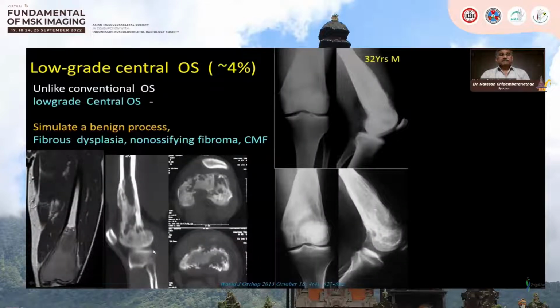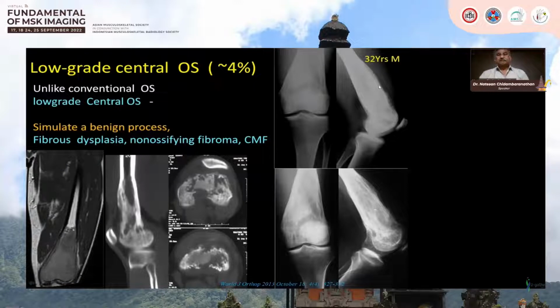The next entity is low-grade central osteosarcoma. Unlike conventional osteosarcoma, it is very low grade. It is a more sclerotic variety with more dense bone, a slow-growing tumor. Okay, this will often be mistaken for something, sometimes fibrous dysplasia because of the ground glass appearance, or can be a non-ossifying fibroma, as in this case. Maybe MR will be the ideal situation to assess the extent of the disease process.